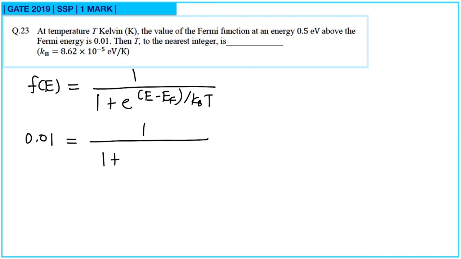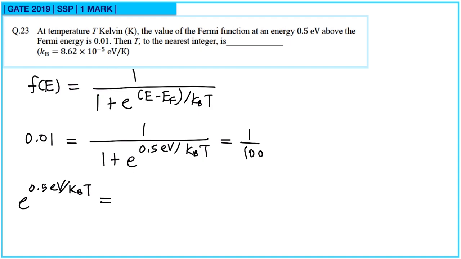So 1 upon... It is at energy 0.5 electron volt above the Fermi level. So that means its difference is given. So e raised to, and this will be 0.5 electron volt upon kBT. 0.01 is 1 by 100. So 100 will be equal to this. So e raised to 0.5 electron volt upon kBT will be equal to 100 minus 1, that is 99. So 0.5 electron volt upon kBT is equal to ln of 99.